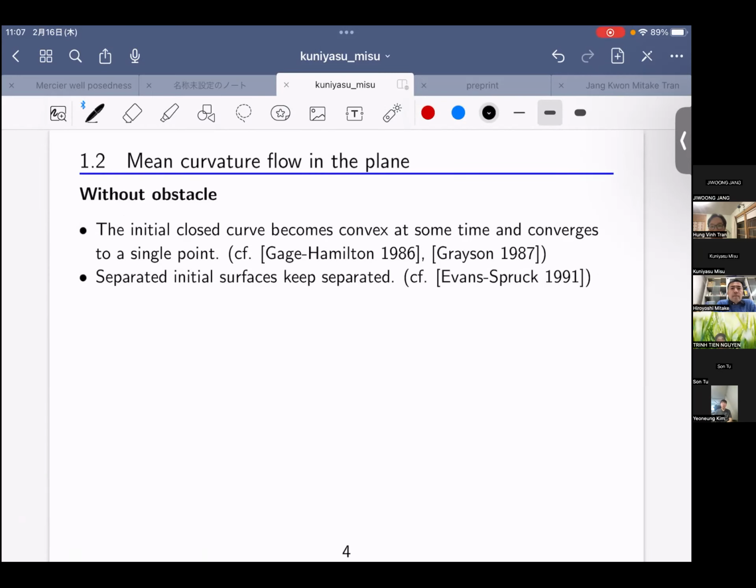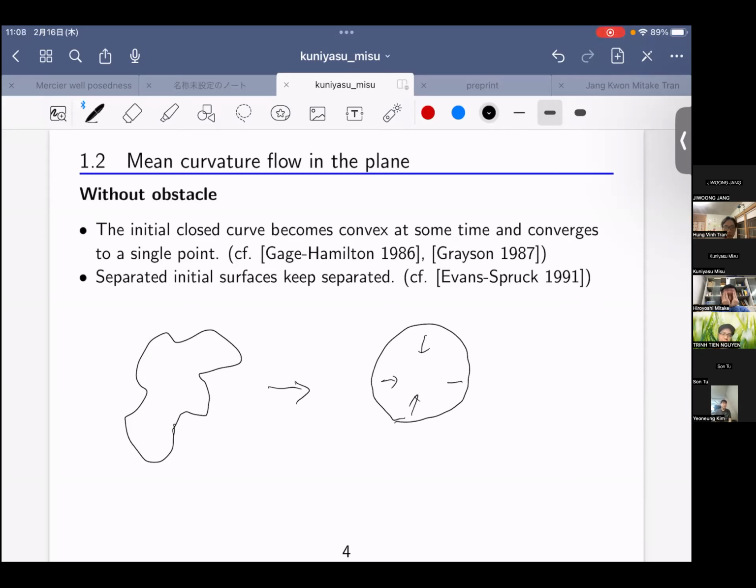Let me review a few features of surface evolution by mean curvature, especially in the plane. I compare the behavior without an obstacle and with an obstacle. According to the famous papers of Gage, Hamilton and Grayson, the initial closed curve becomes convex at some time and converges to a single point. Also, according to Evans and Spruck, a separated initial surface keeps separated.